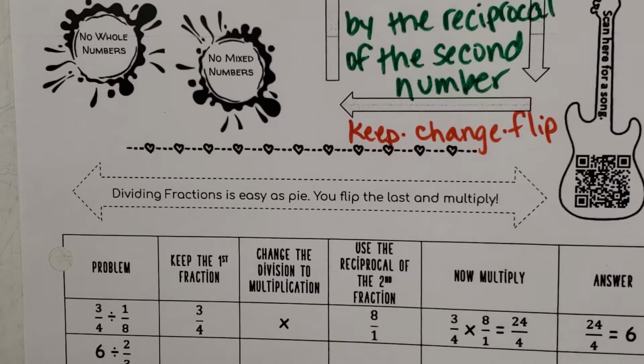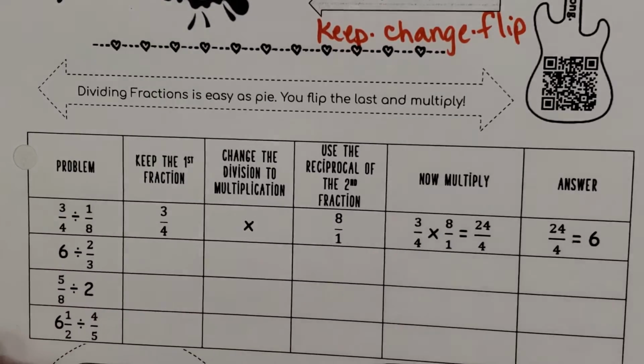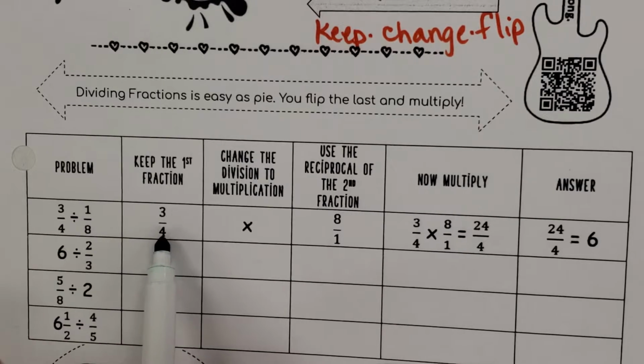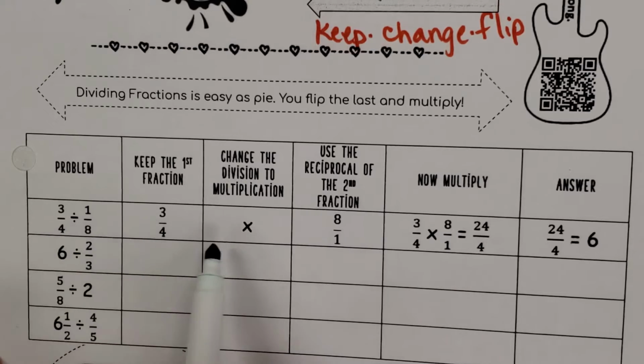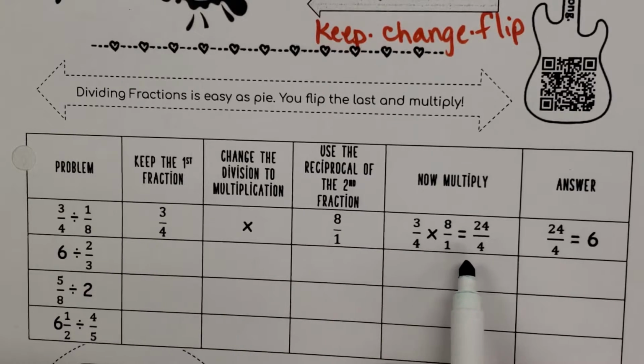Okay, so we're going to do a few here to practice. This first example is done for you. 3/4 divided by 1/8. So I keep the first one, change it to multiplication, and I flipped the reciprocal of the last one. And now it's a multiplication problem, and we've been doing those for a few days now. So 3 times 8, 4 times 1, and then we simplify.